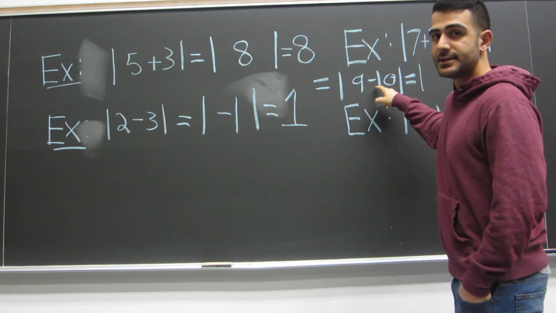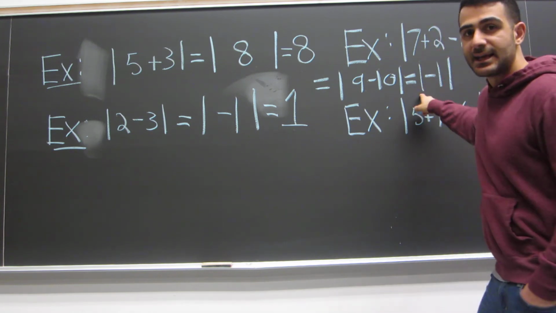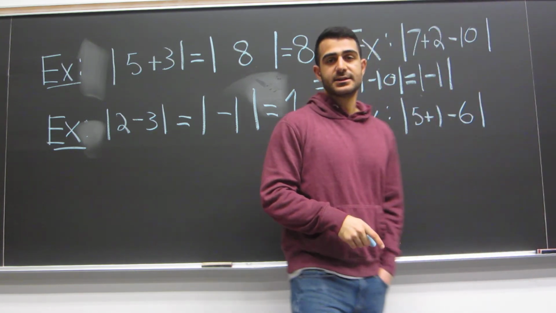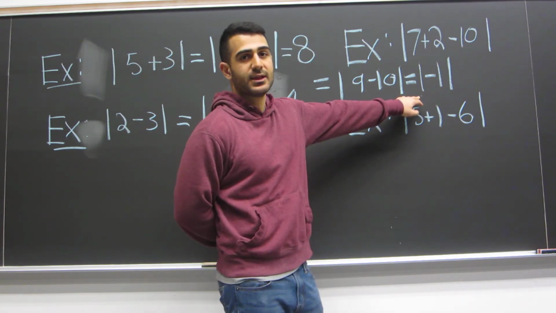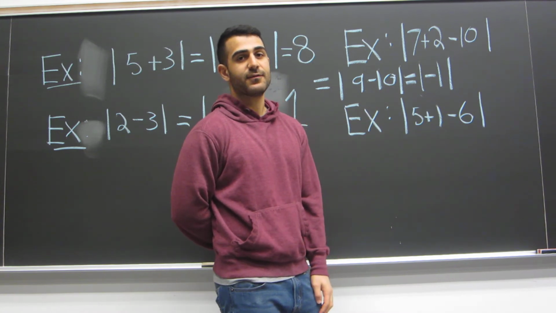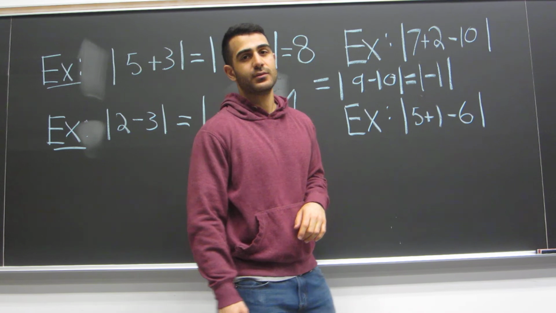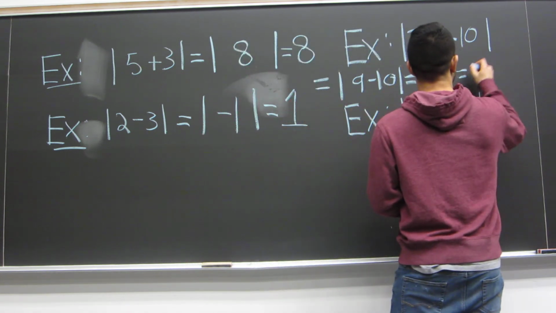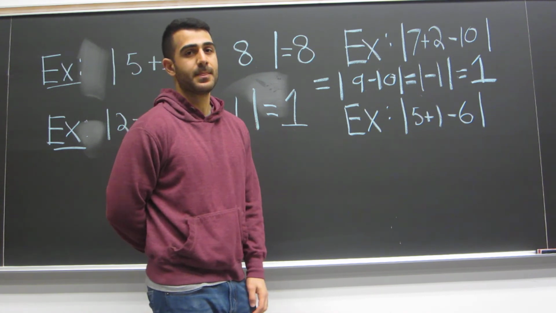So 9 minus 10 is negative 1. I kept the absolute value symbol. Why? Because I could still simplify from this step to this step. But now you can see we're left with an integer, negative 1. We can't simplify any further. So what happens is we take the absolute value of negative 1, which is 1. So the final result over there is 1.